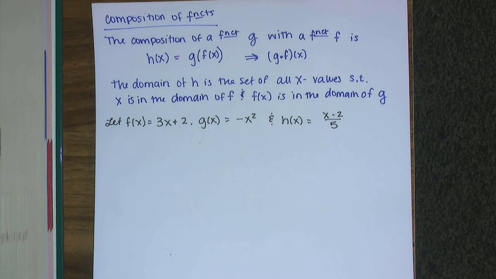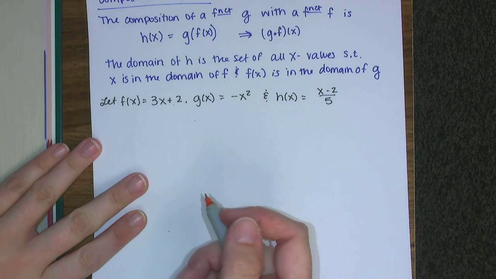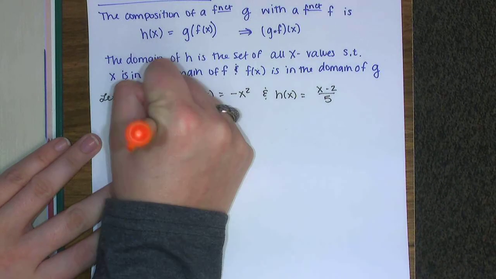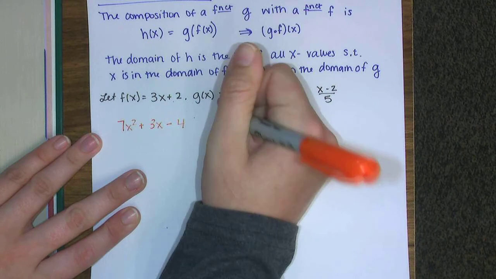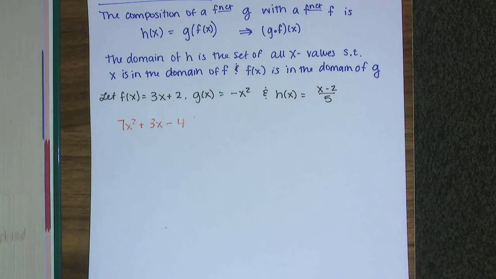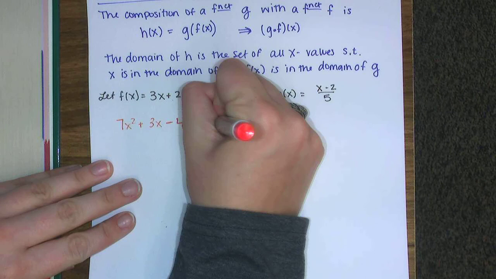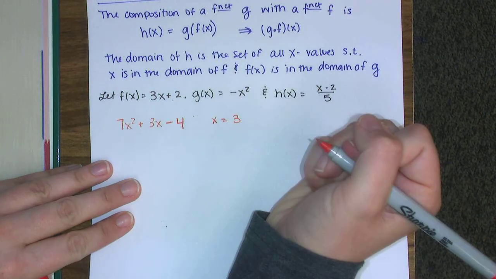If you remember back to when we did substitution, you'd be given a problem like 7x squared plus 3x minus 4. Get a marker that works a little better. And then you were told that x is equal to 3, and they wanted to know what that was. Well, we did it by substitution where you just plugged in x is equal to 3, and we found a value for whatever that was. Essentially we're doing the same thing here, but we're doing it with functions.